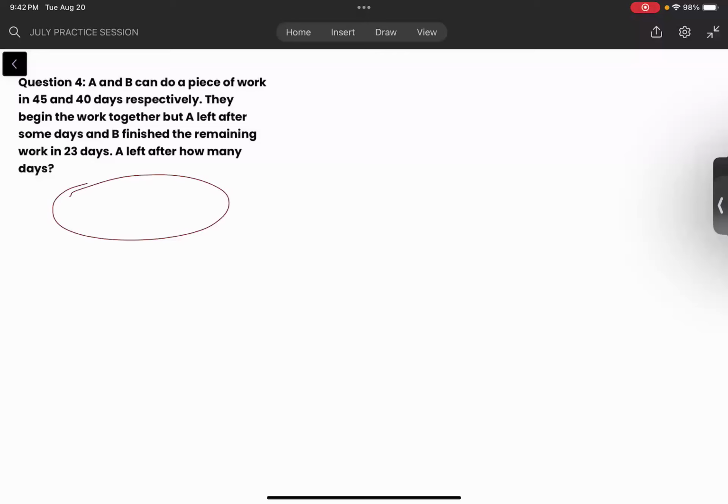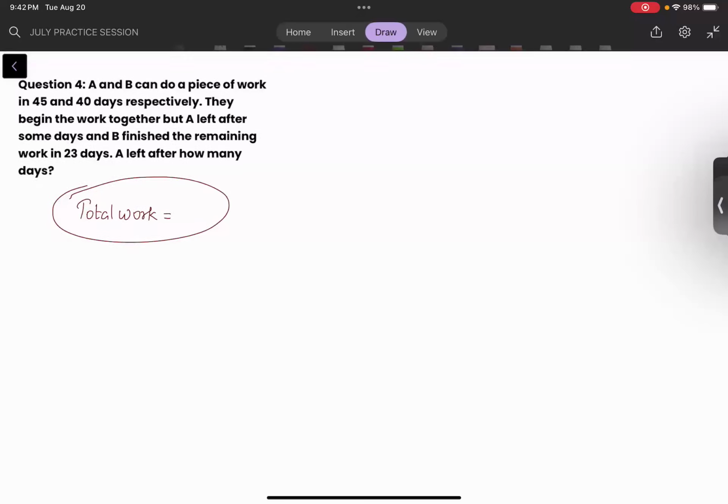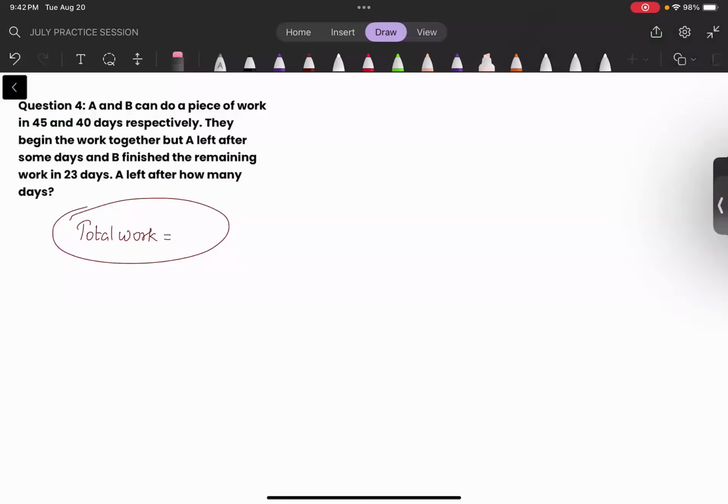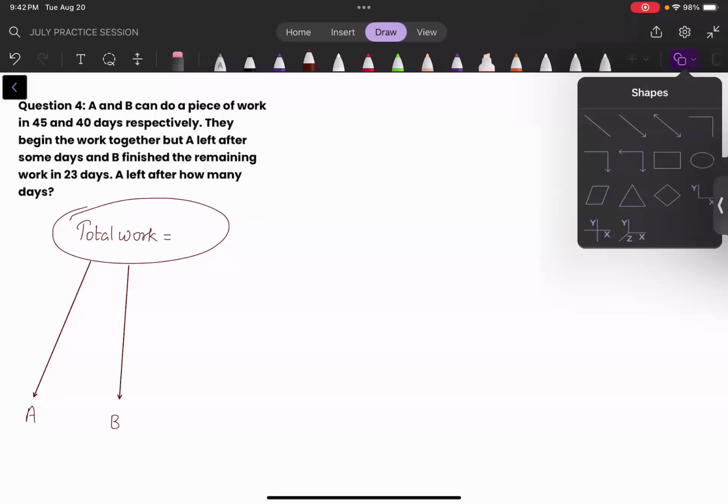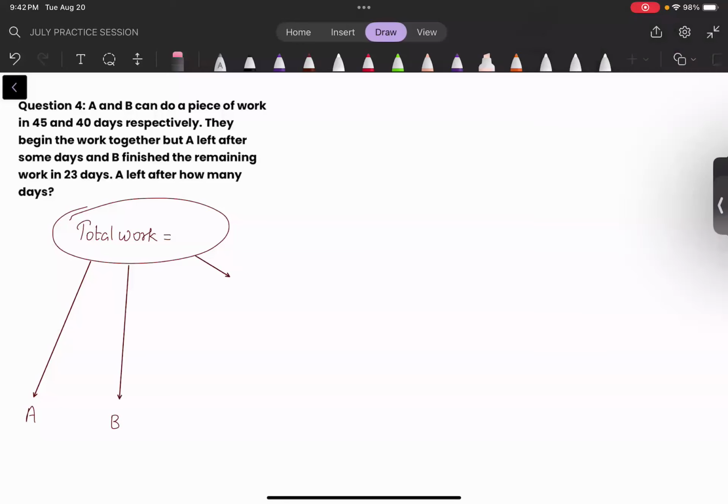All right, total work. How much is total work? We have to write, but we'll write later. First, let us see what is given. So they have given something for A. Then they have given something for B also. Then they have given one more situation. Okay, that one situation I will write.